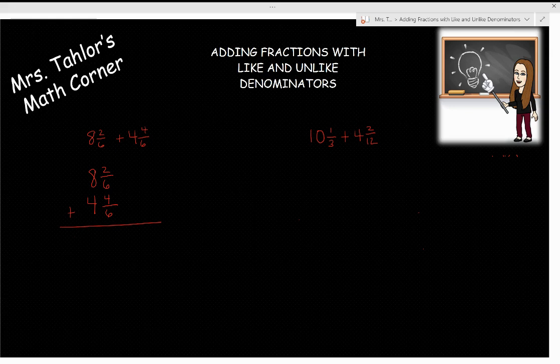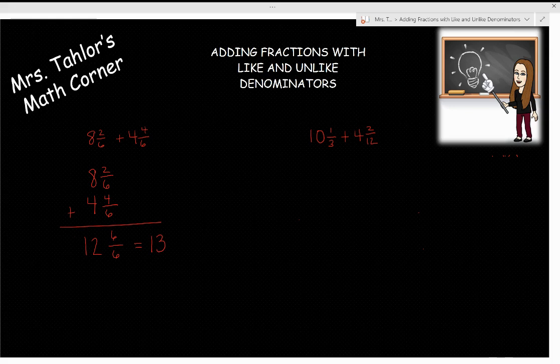I can go ahead and add my numerators. 4 plus 2 equals 6. So I have 6/6. Then I can add my whole numbers. 8 plus 4 equals 12. Now I can't leave the answer this way because 6/6 is the same as one whole. So if I add that whole to my other whole numbers, then my answer is 13.